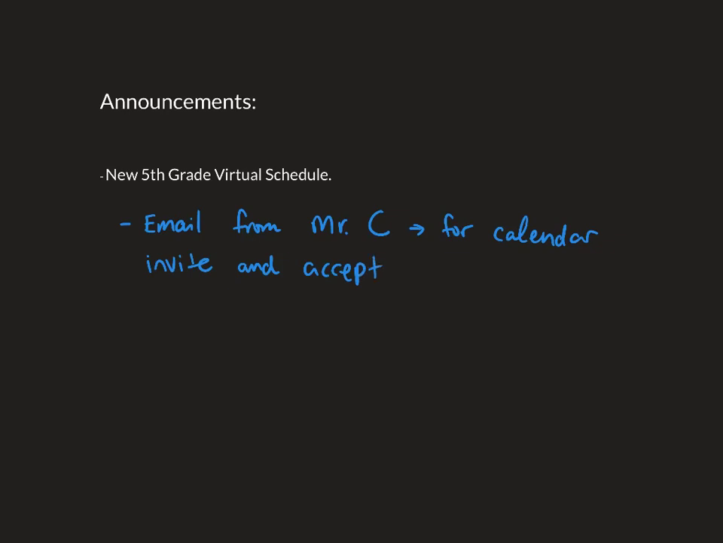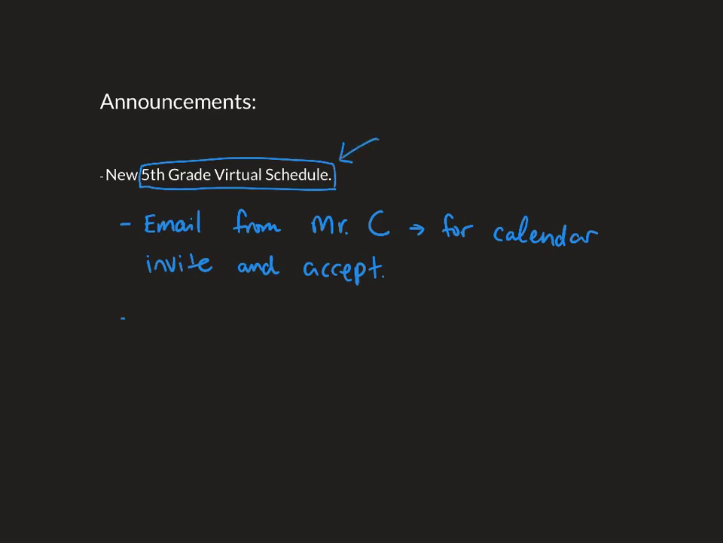Accept the invite. What's going to happen is the schedule is linked inside of the calendar event that's called something like 5th grade virtual schedule. By clicking accept, you're going to see that event on Monday, Tuesday, Wednesday, Thursday, and Friday. All you've got to do is open your calendar.